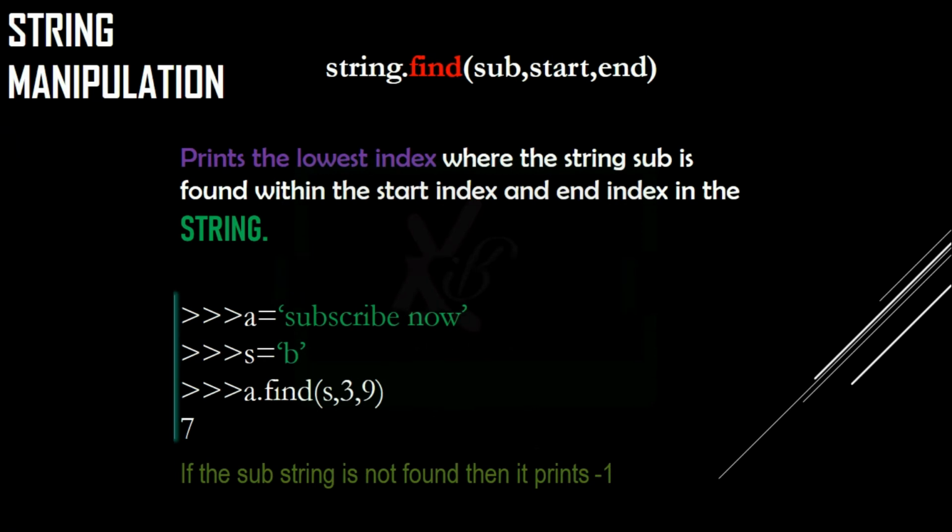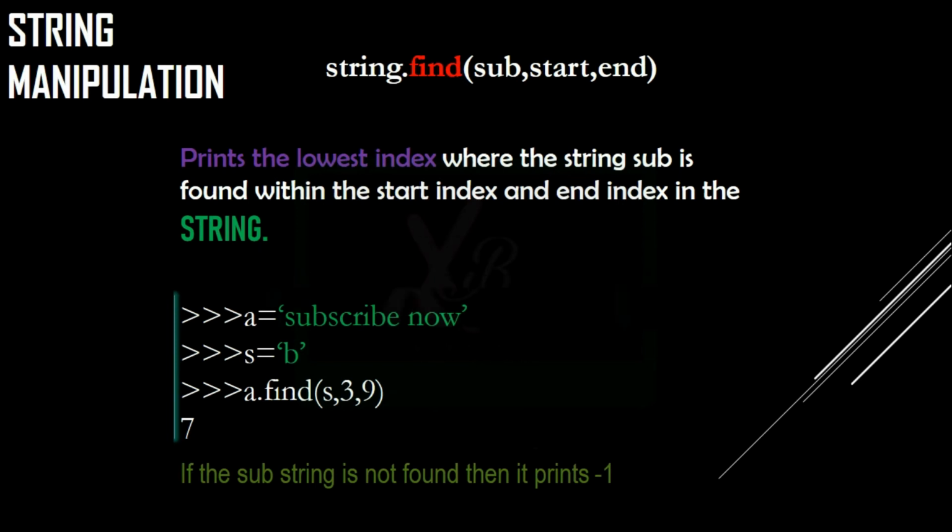Now what is start? Start is 3, and 3 is the index number where we have to start. So which letter in subscribe has that index? S is 0, U is 1, B is 2, S is 3. So the second S is 3, and then from 3 till 9. So 9 is what? 3, then 4, 5, 6, 7, 8, 9. 9 is the space between the words, and there is a space that contains 9.